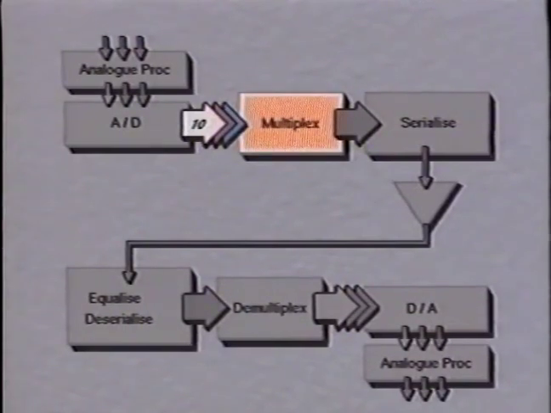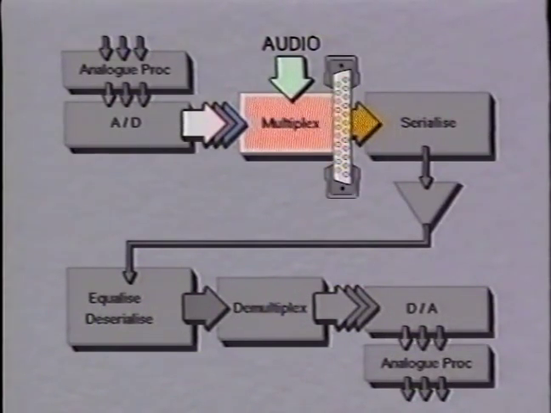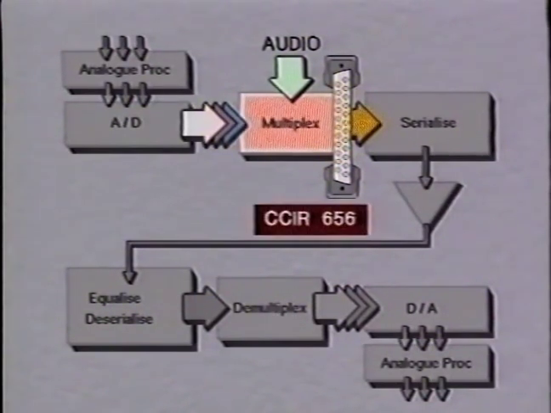The data is multiplexed into one 10-bit channel, and digital syncs are added. Ancillary data, such as audio, can also be multiplexed into this stream. It is at this point that data can be transferred between equipment, using a 25-pin D-type connector, the layout conforming to the CCIR 656 standard.